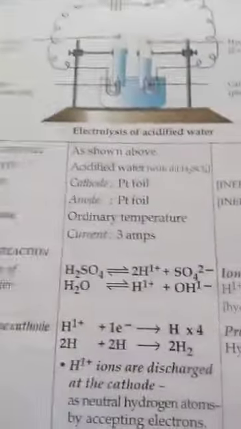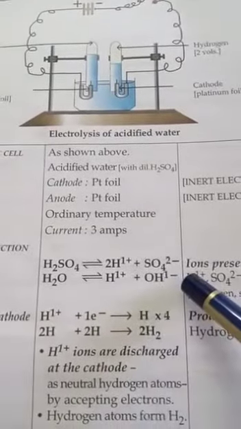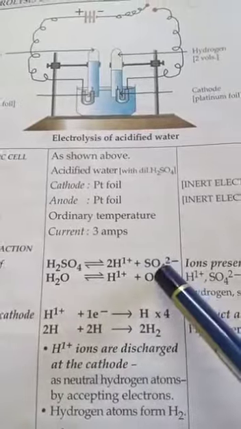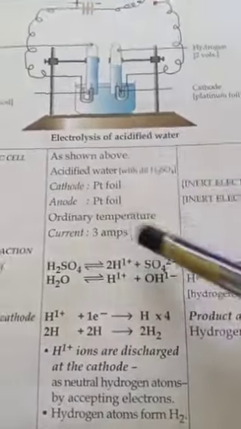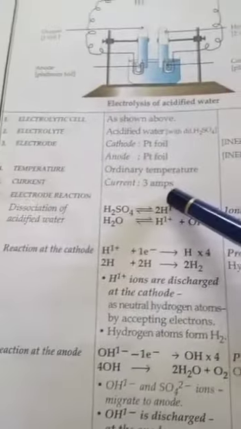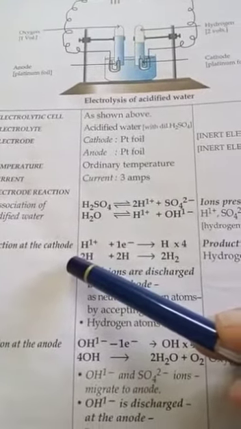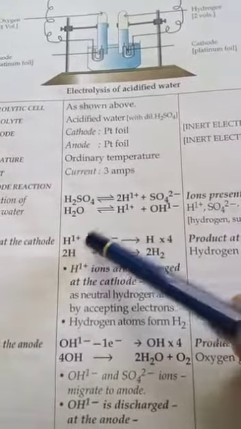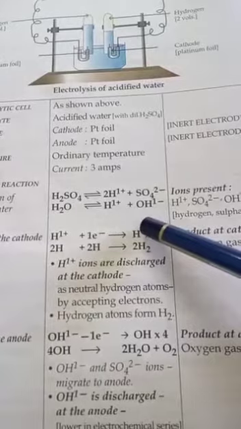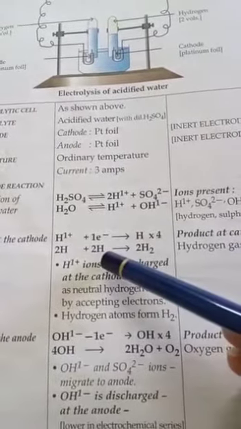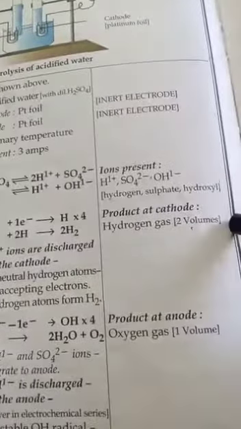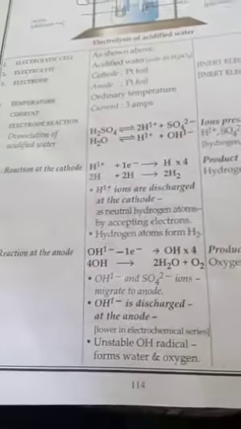Water will dissociate to form hydrogen ions and hydroxide ions, and sulfuric acid will dissociate to form hydrogen ions and sulfate ions. So you can see here, hydrogen ions are positively charged. They will move towards the cathode. At the cathode, reduction will take place and it will convert into a hydrogen atom. 2 hydrogen atoms will combine to form a hydrogen molecule. It means hydrogen gas will be produced at the cathode.